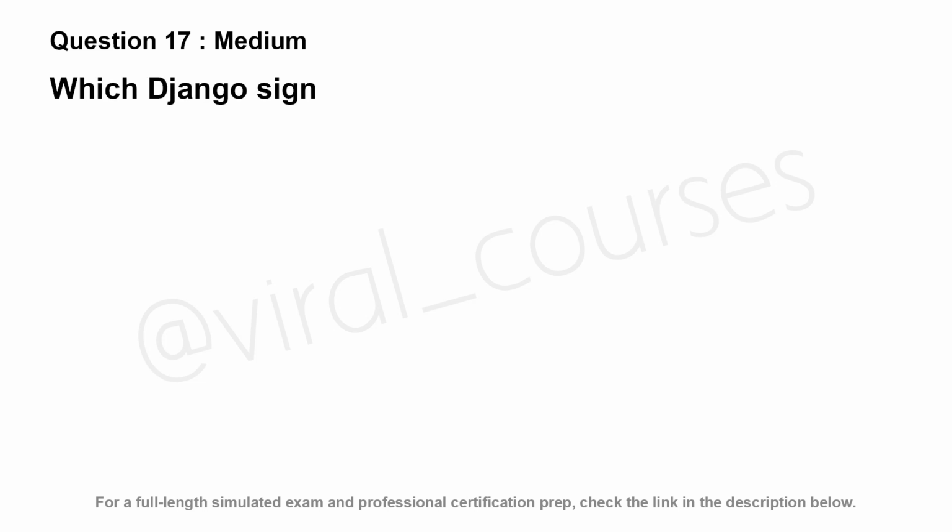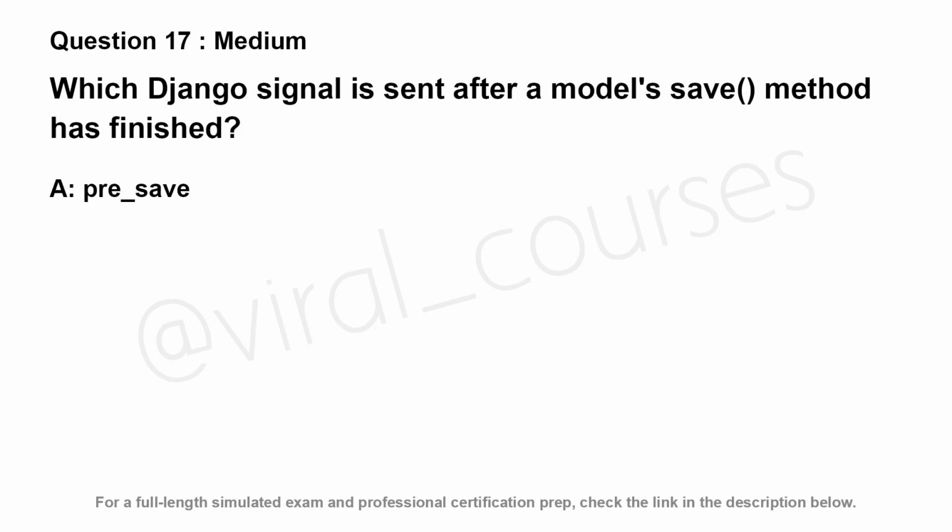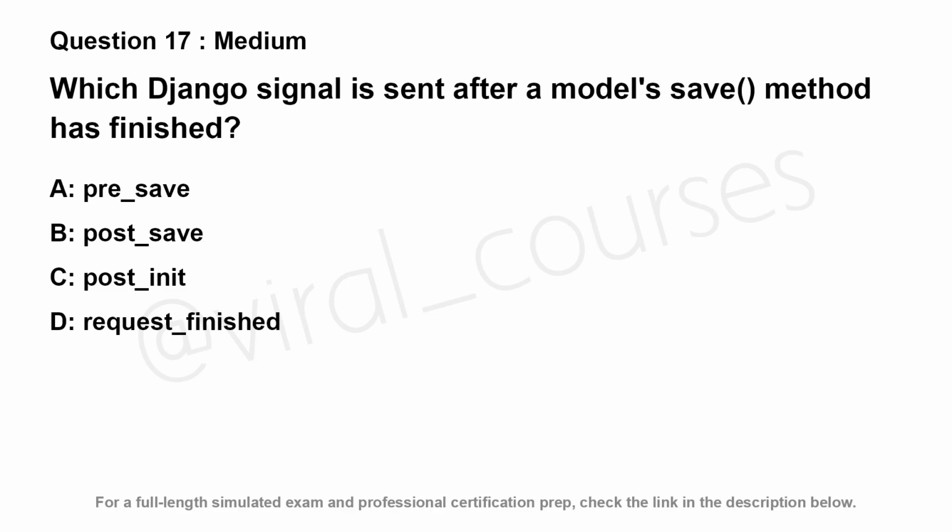Which Django signal is sent after a model's save method has finished? Option A. pre_save. Option B. post_save. Option C. post_init. Option D. request_finished.